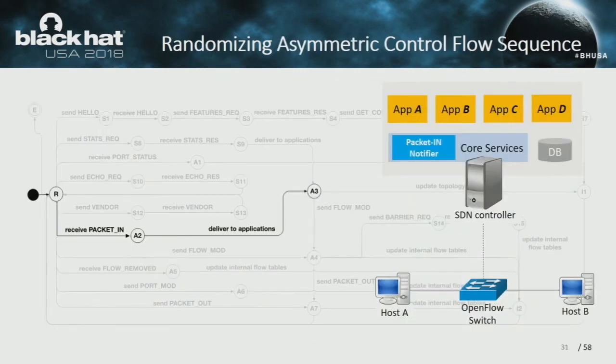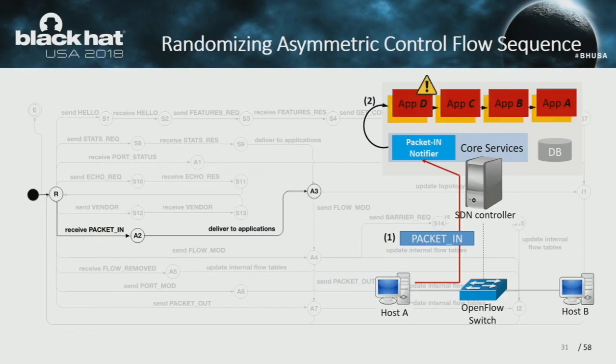To test the asymmetric flow sequences, Delta can randomize the unidirectional messages delivered to the SDN applications. For instance, when a controller captures a packet-in message from the switch, the controller propagates the message to the SDN applications that are interested in that type of message in a specific order. For instance, the order of reception is from application A to application D. But we can manipulate the order inversely so that application D receives the packet-in message first.